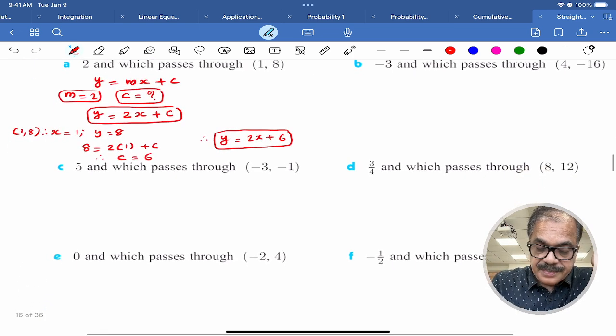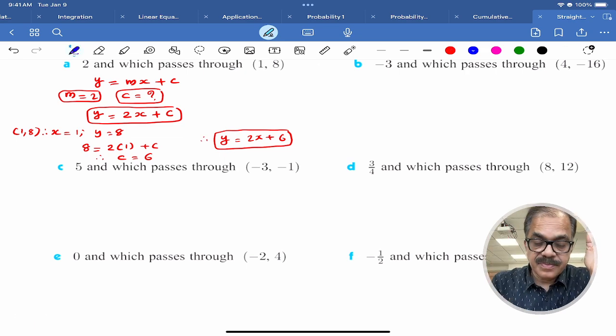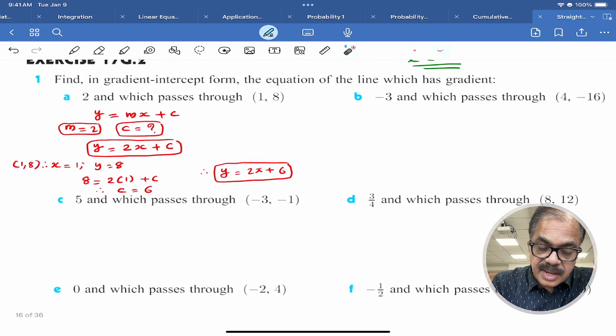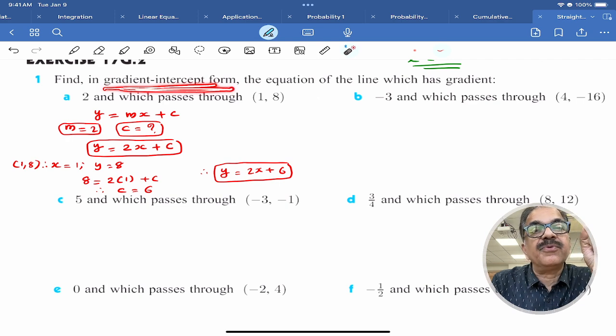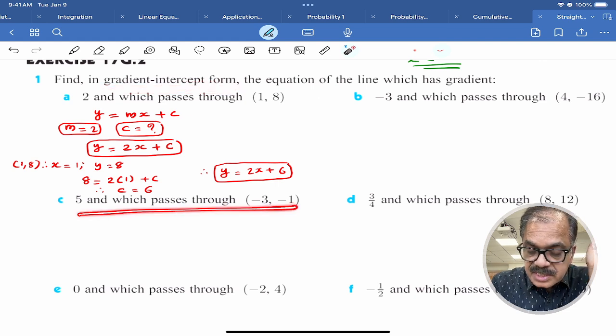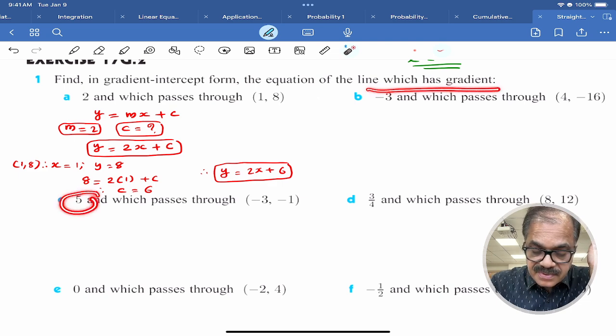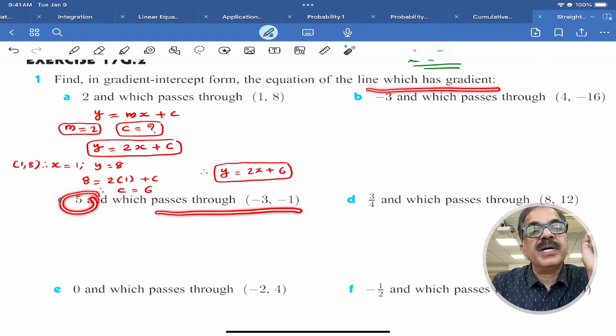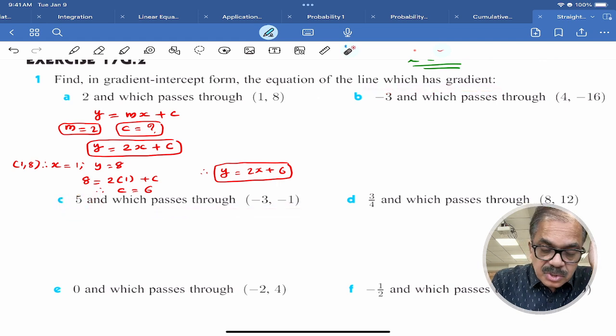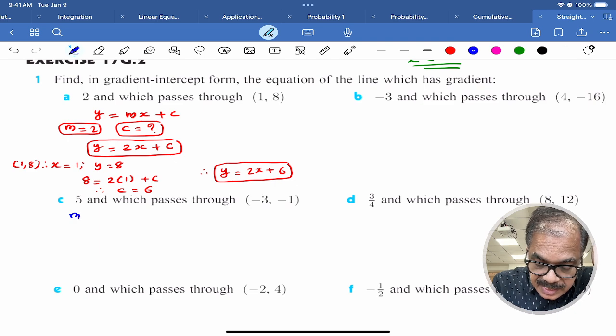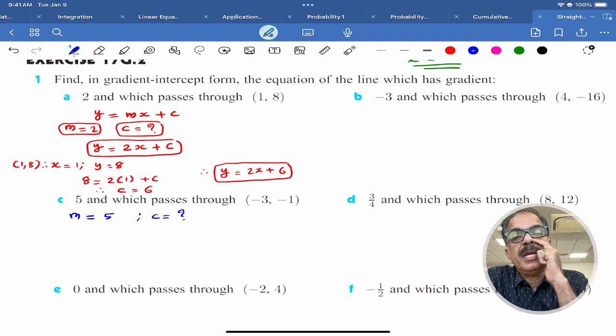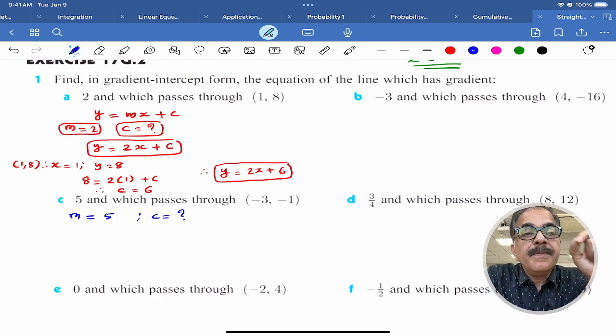Let's look at the next one. It says, find the equation of a line in the gradient intercept form, in the y is equal to mx plus c form, when the line has a gradient 5 and it passes through (-3, -1). So the required line has a gradient m is equal to 5, but c is missing. I need to find that value. So m is 5, I know.